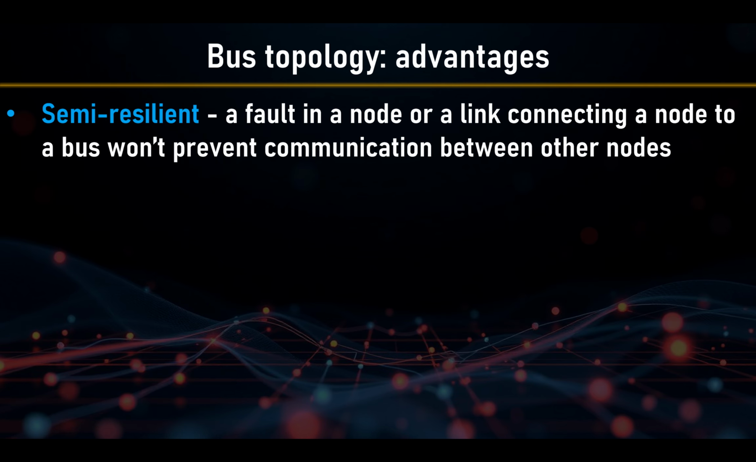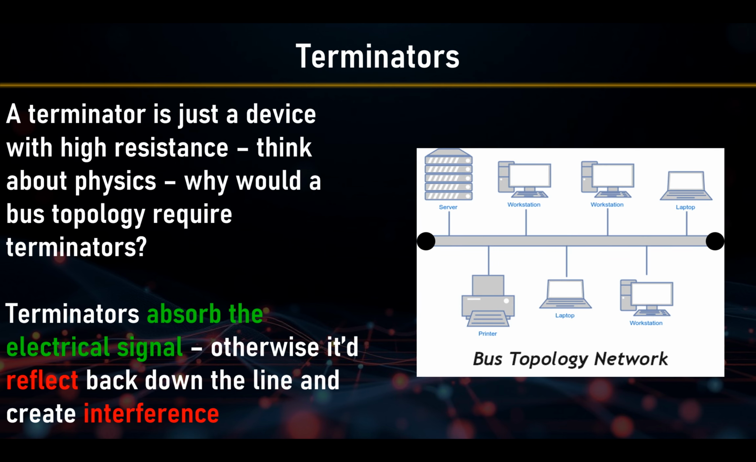So if we look at some of the advantages, it's going to be semi-resilient. A fault in the node or a link connecting a node to the bus won't prevent communication between other nodes. What that's saying, for example, is that if this workstation has some fault and goes offline, the server can still communicate with this workstation B. So if this workstation goes down, the other devices can still communicate. Likewise, if this connecting wire stops working, the other devices can still communicate.